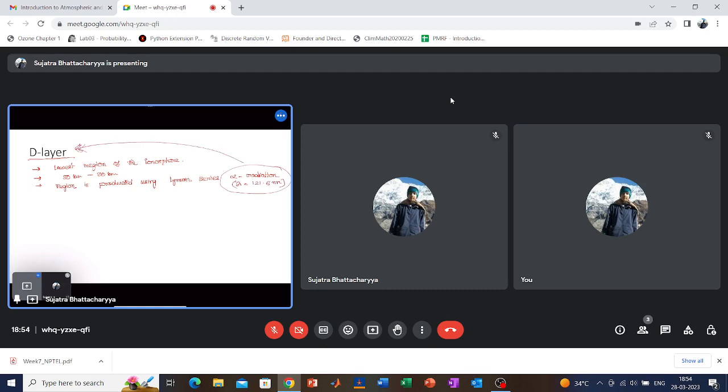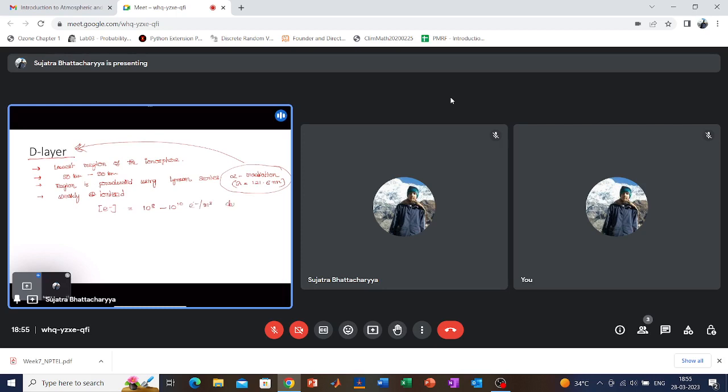And this is weakly ionized. Why weakly ionized? Because energy is mostly absorbed in the upper layers, but as you go towards the lower layers, the energy is less. So ion and electron creation will be less. How much is the electron density? The concentration of electrons is about 10 to the power 8 to 10 to the power 10 electrons per meter cube.